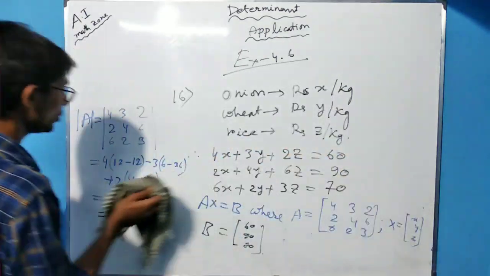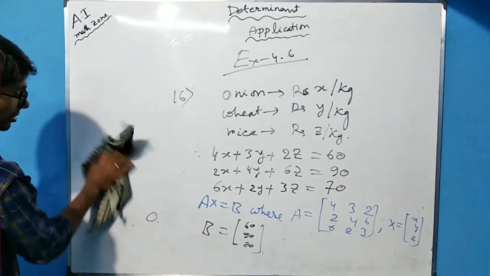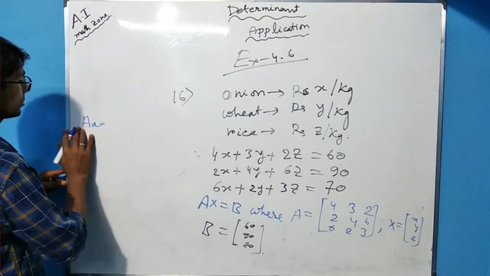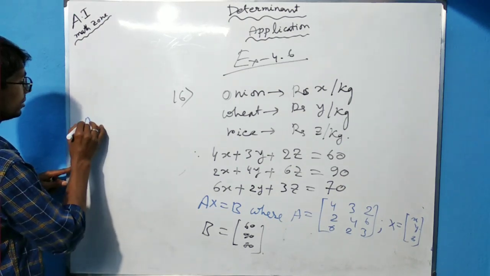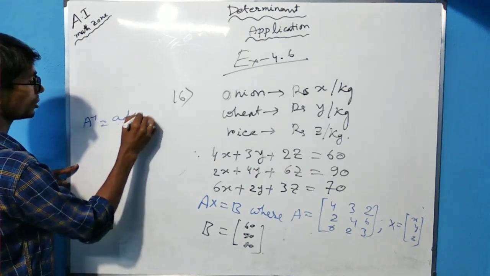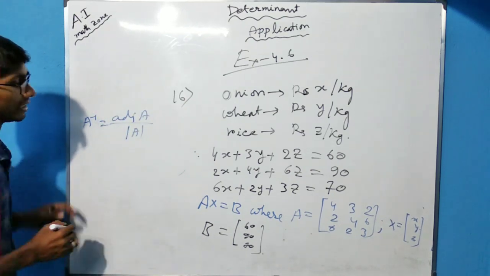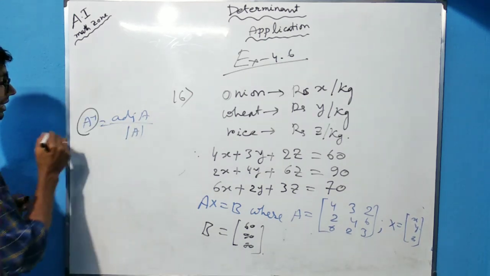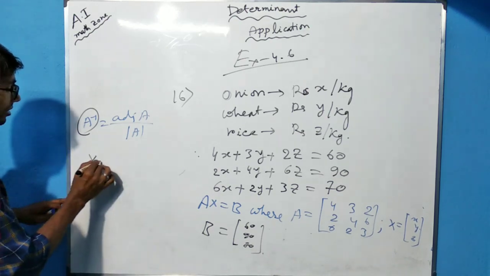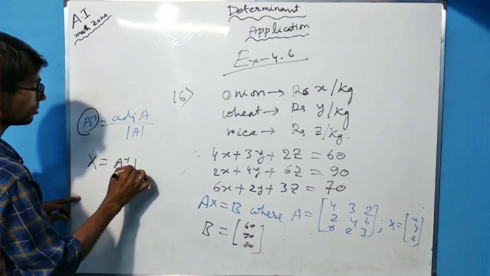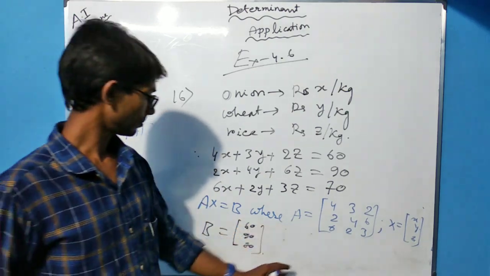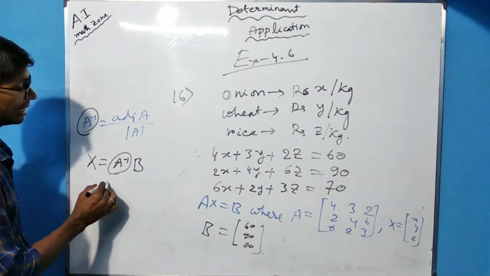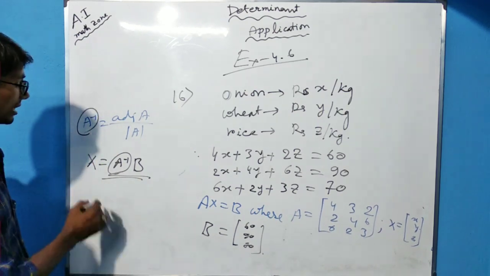Now you have to find adjoint of A. Now calculate adjoint of A. Now calculate A inverse equals adjoint of A by determinant A. First calculate this one, then you will get A inverse and just write X equals A inverse B. Already you know what B is. Now calculate A inverse and multiply A inverse with B, get the answer.